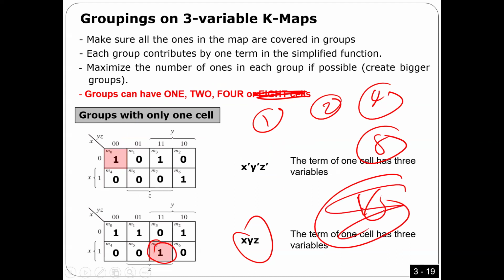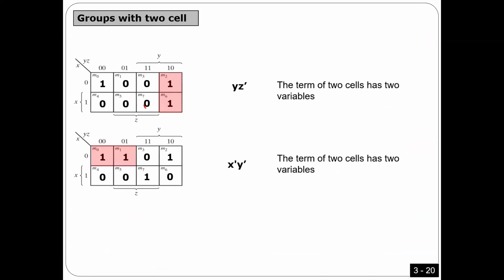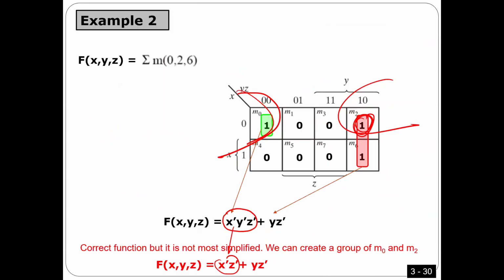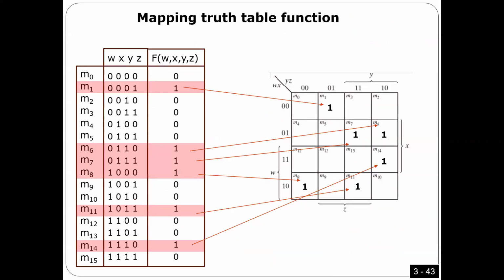16 means all of them are ones. This happens only in case f equals 1. If you have a function that always gives you 1, I'm going to put 1 on all squares. So anyway, this is a very extreme case. So that's why now I can make groups of 1, 2, 4, and 8. What I'm going to explain is very related to what I did here. Also, same thing. You need to make groups, and then we need to cover all ones. Same thing. You need to minimize the number of groups and maximize the size of groups.